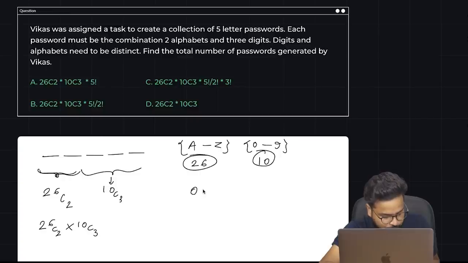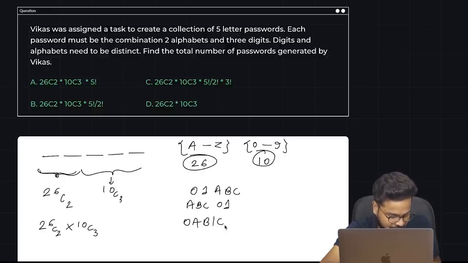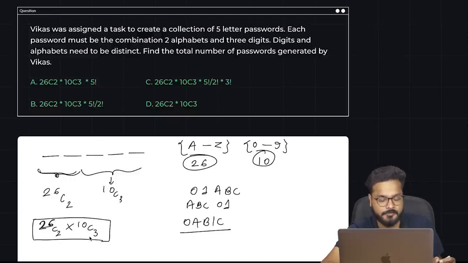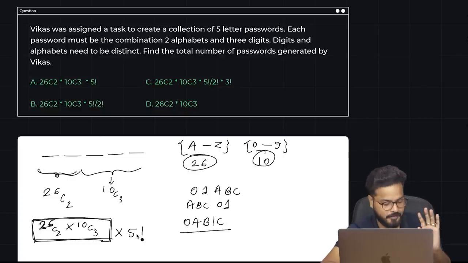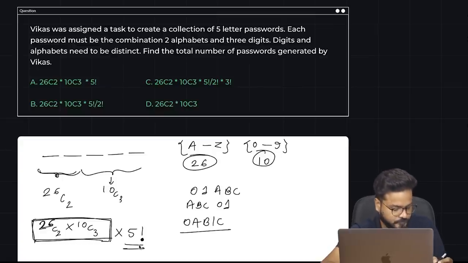Could be like 0, 1, ABC. Could be ABC, 0, 1. Or could be, let's say, 0, A, B, 1, C. Or anything, right? So by this, guys, what do you understand? We have already selected our 5 characters. Let's call them characters in total. In how many ways can you arrange 5 different letters or digits or whatever they are? 5 factorial ways. We're just talking about the arrangement. So how do you arrange 5 different things? 5 factorial. So your answer is option number A.